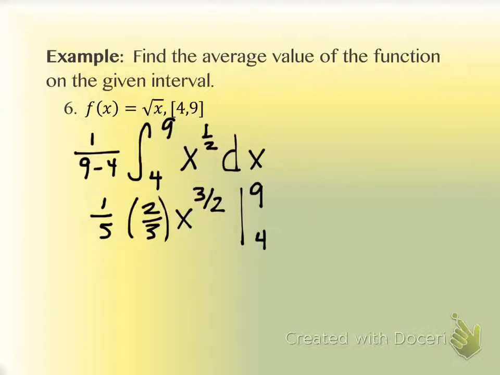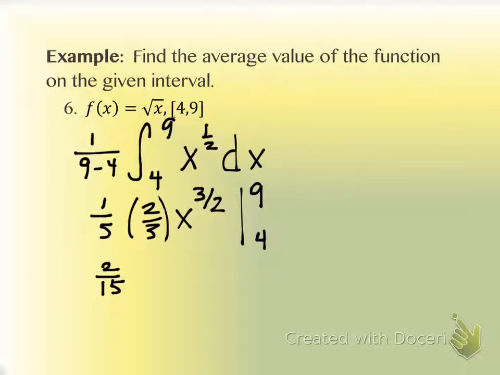You can use your calculator to evaluate this, but you can also remember that that over 2 part of the exponent right here is a square root, and 9 and 4 are easy things to take square roots of. So that's actually quite friendly. So I have 1/5. Well, you know what? Let's multiply this. What's 1/5 times 2/3? 2/15.